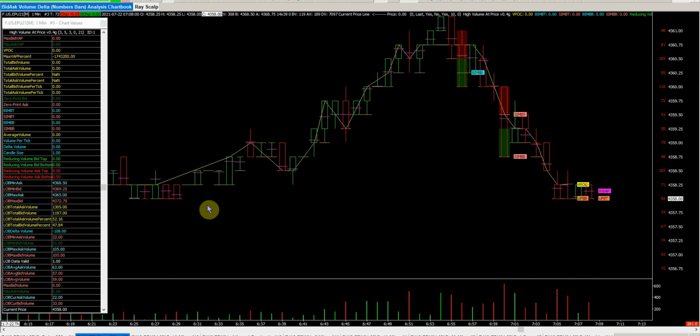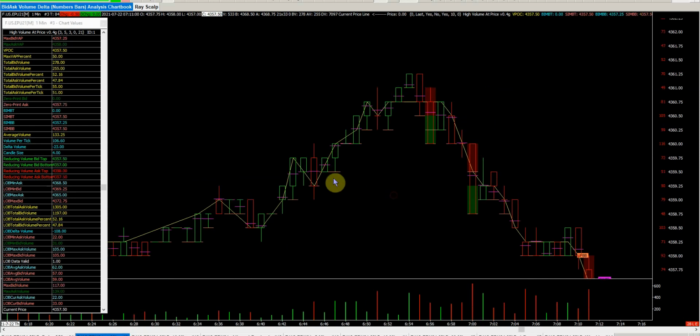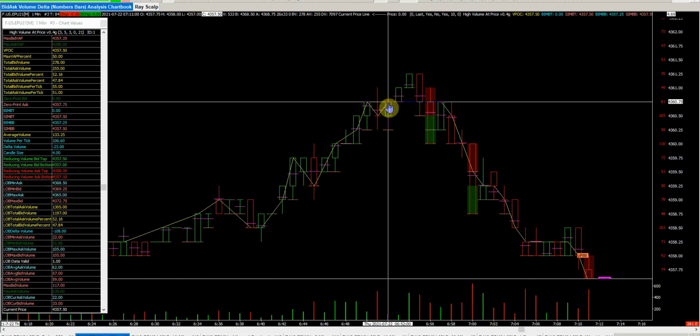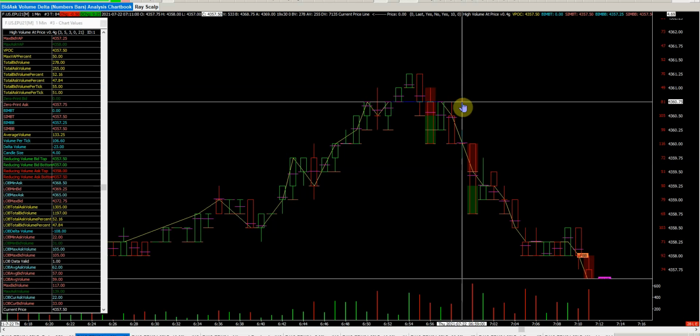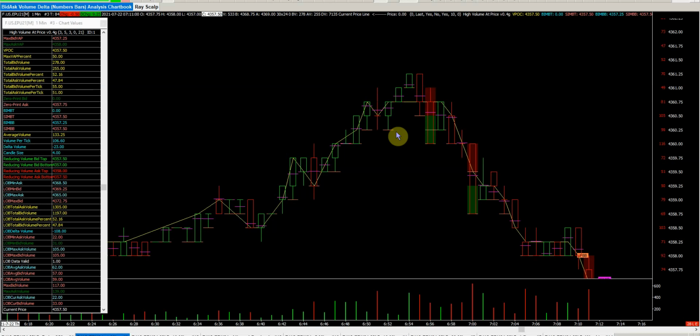It goes up, goes down, goes up, goes down, goes up, and then you have this little sustained up move. Now you've got a flat spot right there where all your volume is, right there in that candle. There's all that volume.